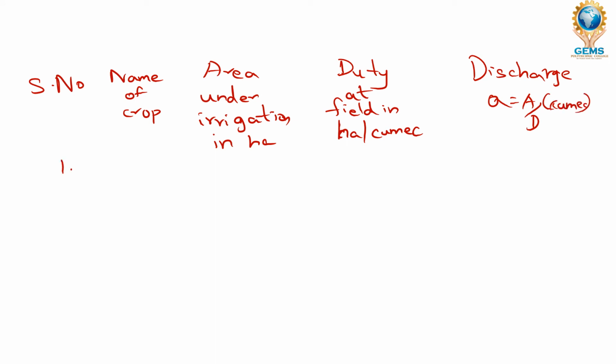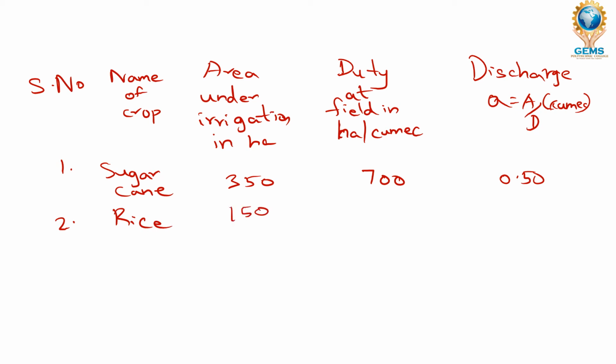Okay, the first crop is sugarcane, which has 350 hectares of area under irrigation, and 700 hectares is our duty, which gives 0.50. If you substitute the values here, the area divided by duty, 350 divided by 700, you will get 0.50. Then for rice, similarly for every crop you are going to find. 150 by 600, and if you divide the value it's 1.25.